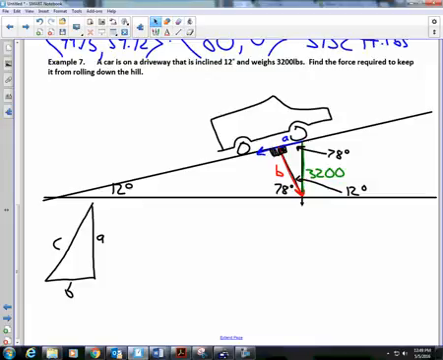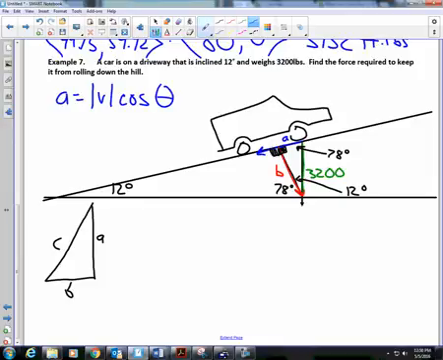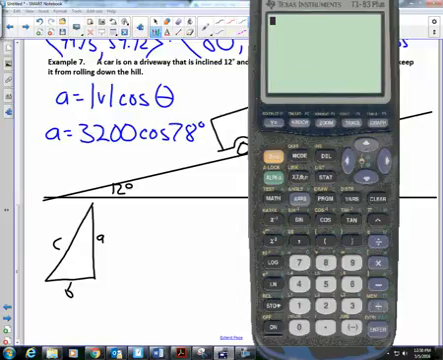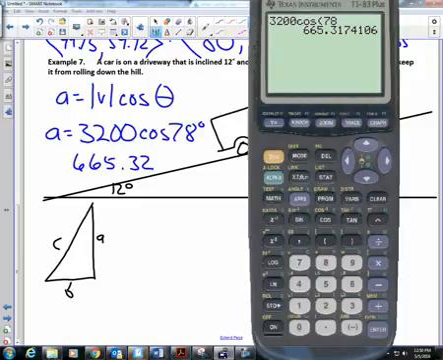Now, if A is referred to as the horizontal component, is A adjacent to 78 or to 12? 78. A is adjacent to 78. Do you see that? So that's why we have to use that. We want to solve it like this. A is equal to, what's my formula for the horizontal component? Magnitude of the vector times the cosine of theta. So A is equal to, what is the magnitude of the vector? 3,200 times the cosine of 78 degrees. Look up my handy-dandy calculator. 3,200 times the cosine of 78. I get 665.32 pounds of force, which is what would have to be applied to make sure that it doesn't fall back down.